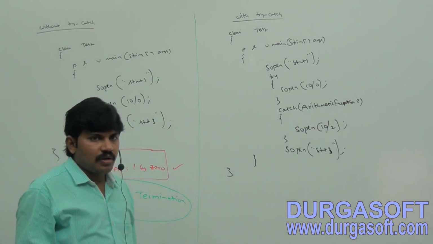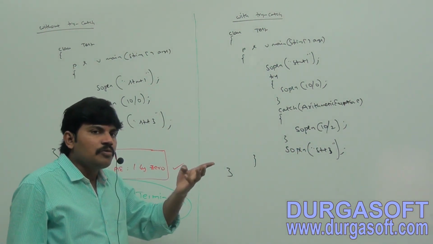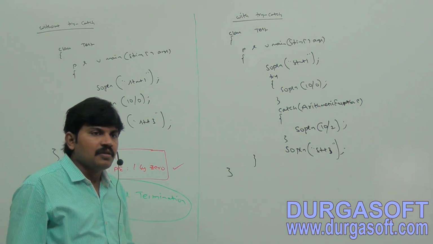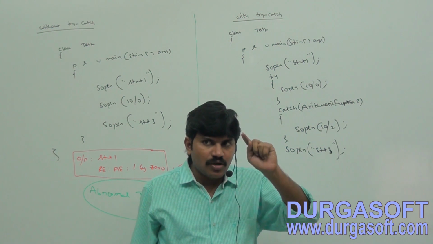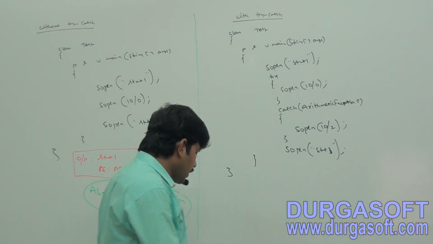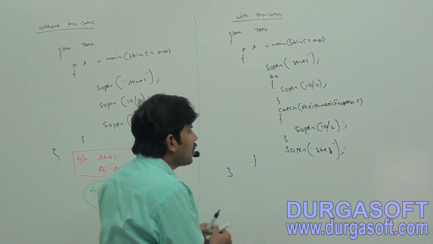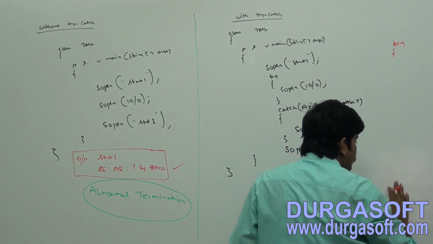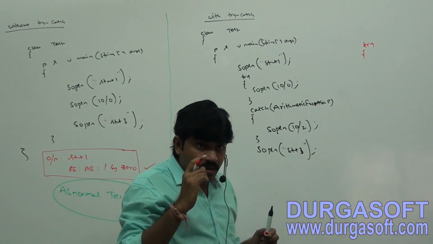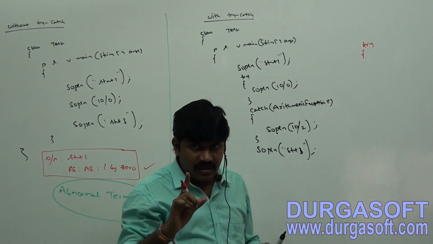Are you getting it right? Now observe, the code which may raise an exception, that code is called what? Risky code. We have to take risky code in the try block. Within the try block, which code we have to take? Risky code, but not whiskey.